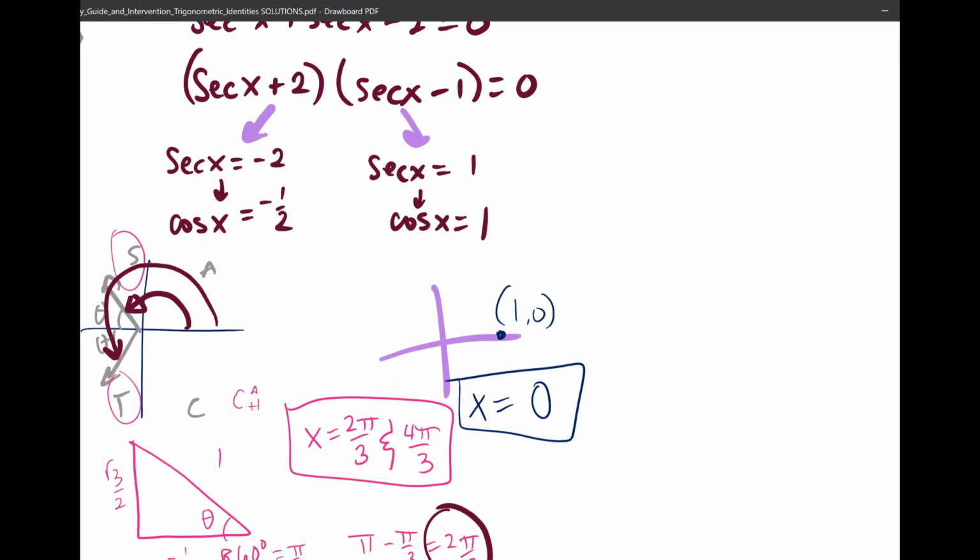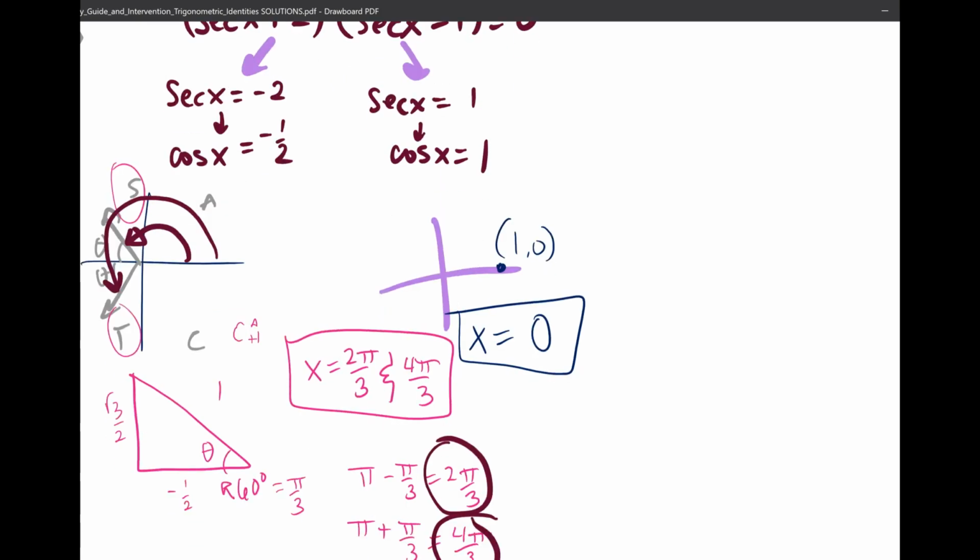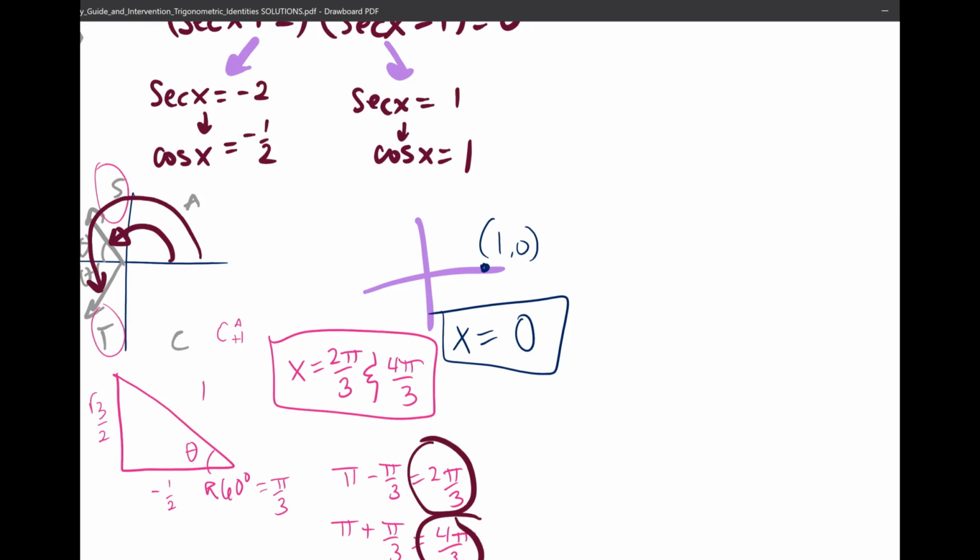The other factor says secant x minus 1, so add 1 to both sides. So where is secant equal to 1? You can also say, well, the reciprocal of that: where is cosine equal to 1? Oh, 0 degrees. So x equals 0, 2 pi over 3, and 4 pi over 3, and we only had to solve for it between 0 and 2 pi.